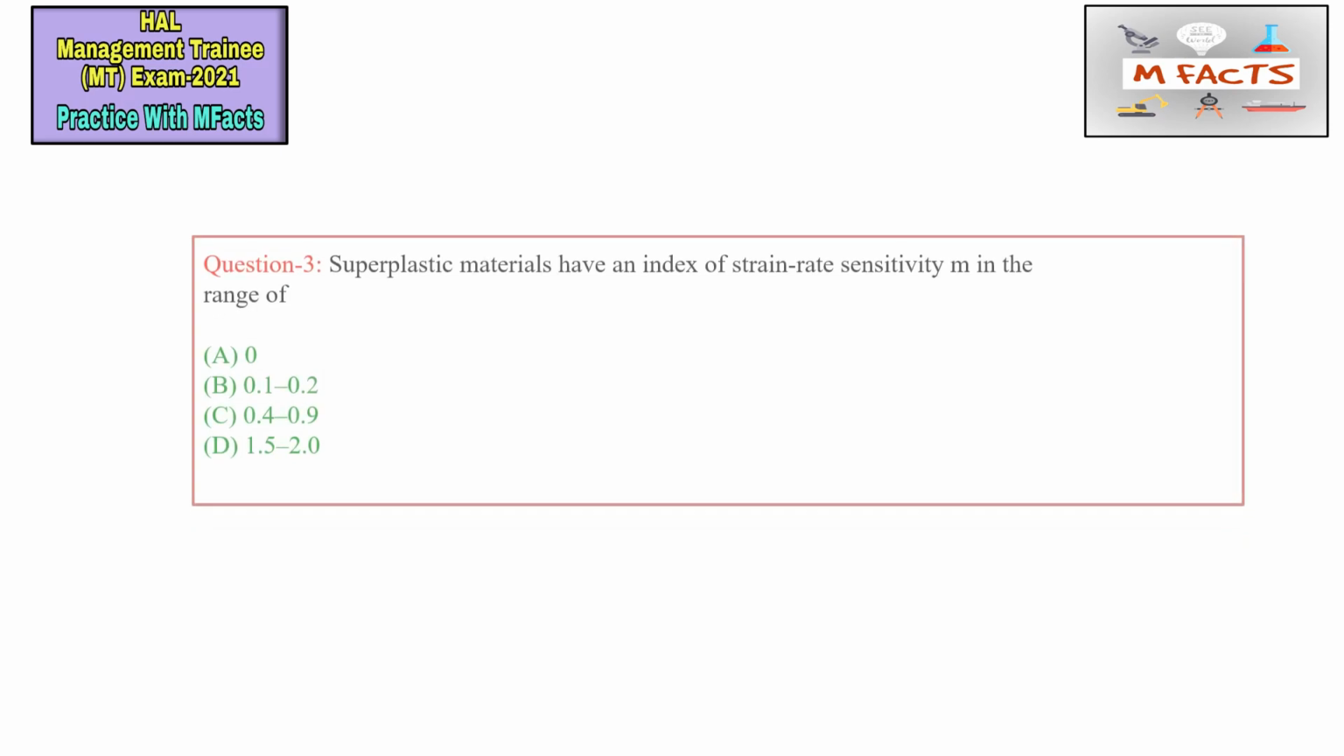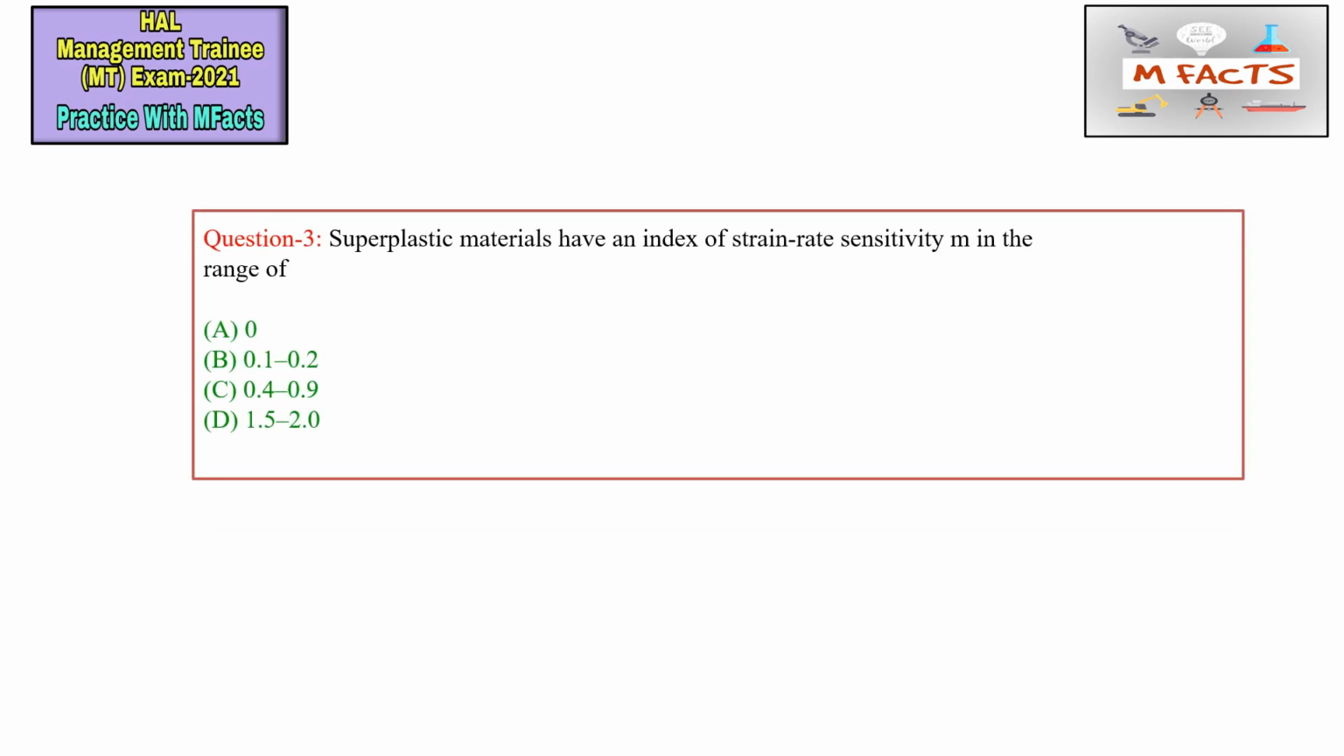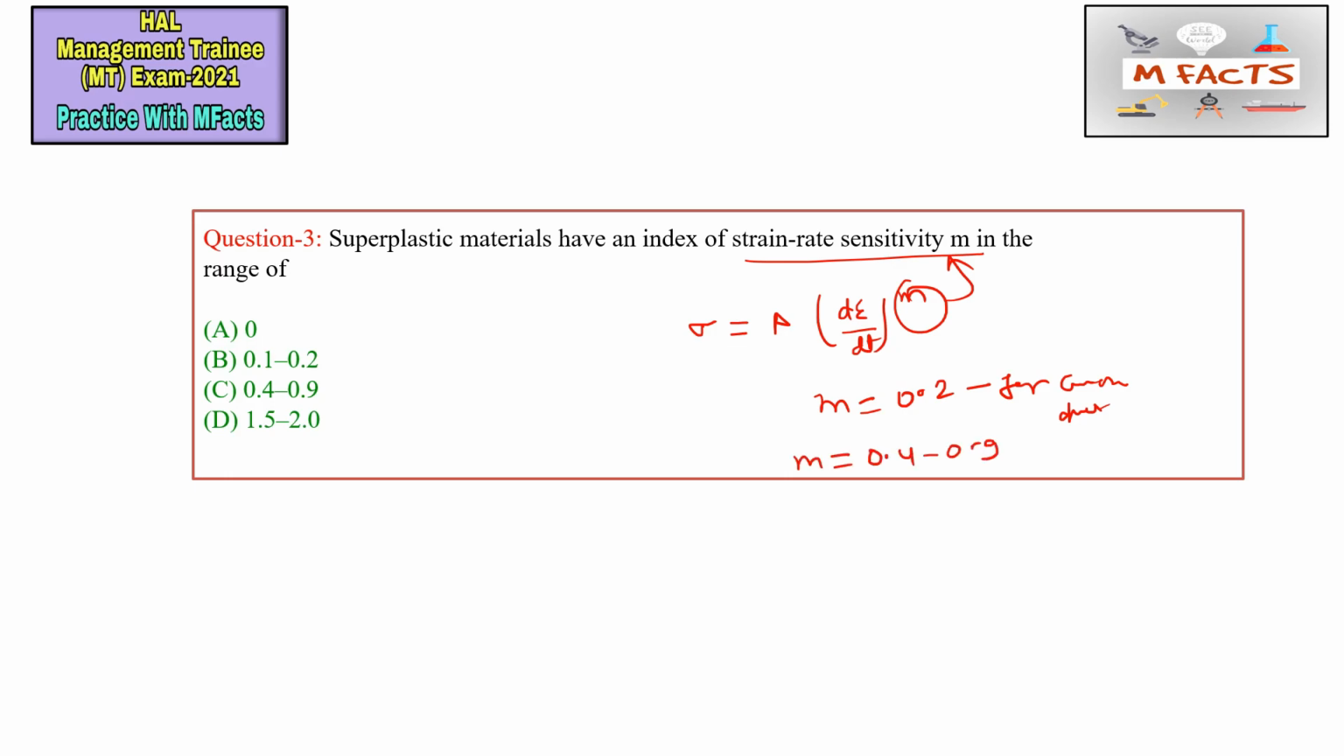The next question is: superplastic materials have an index of strain rate sensitivity m in the range of. One of the formulas that you must have heard about is the power law: sigma equals A times (d epsilon by dt) to the power m. This m is basically the strain rate sensitivity, and m is about 0.2 for common metals, for general metals or alloys, and this m value will be 0.4 to 0.9 if the material exhibits superplastic behavior. So what is this superplastic behavior?